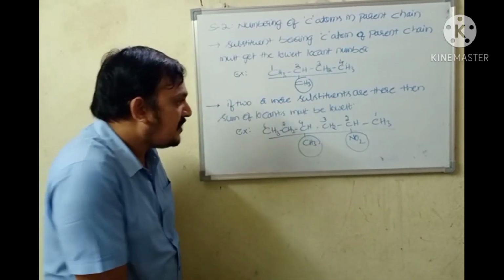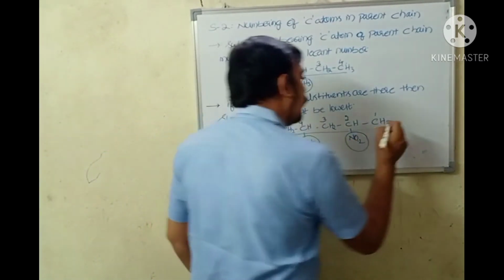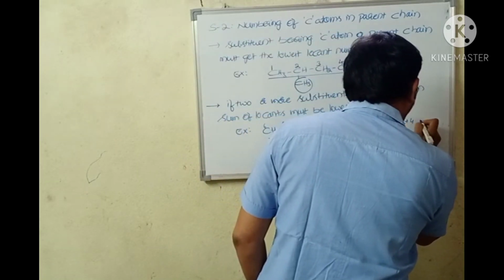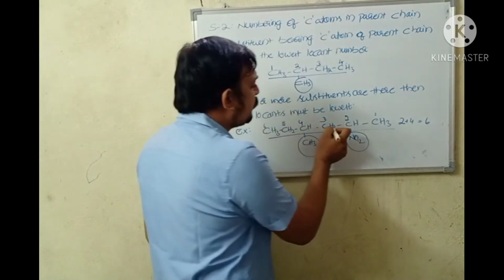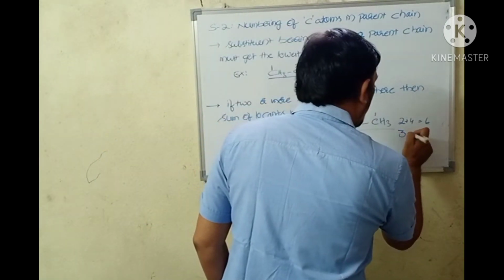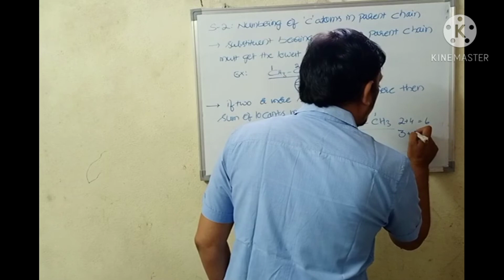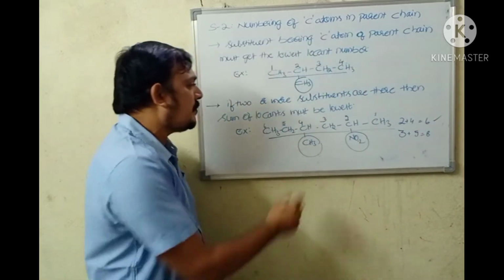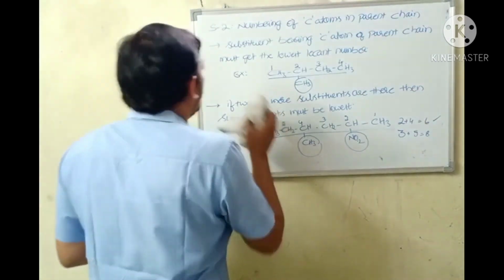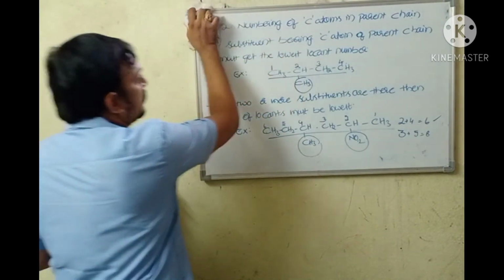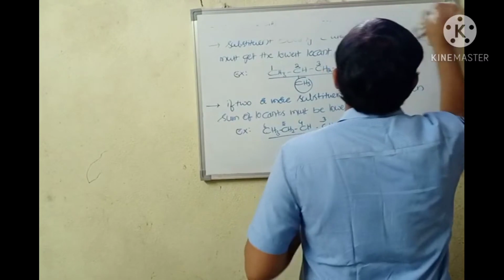While numbering from right to left, the sum of the locants is 2 plus 4, 6. If you number it from left to right, 1, 2, 3, 4, 5, it is 3 plus 5, 8. So 2 plus 4, 6 is lowest, so I will be numbering it from right to left. That is about the numbering of carbon atoms in the parent chain.